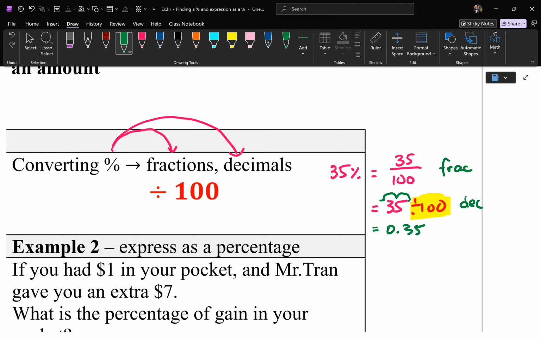So in one simple example, I've just shown you how you convert it to a fraction. Out of 100 means divide 100. If you divide by 100, you literally get the decimal component to it. Okay, so those are called conversions, going from percentage to fractions to decimals.